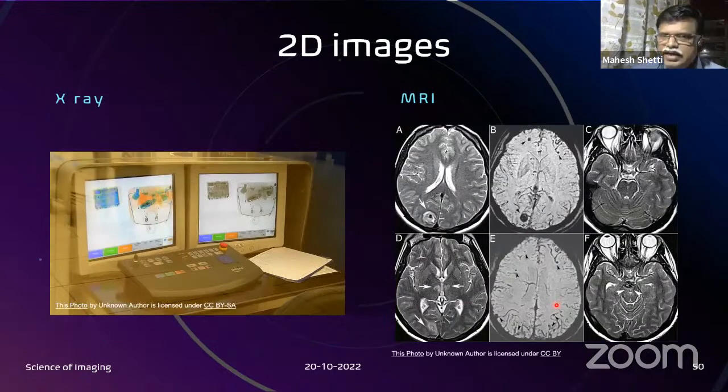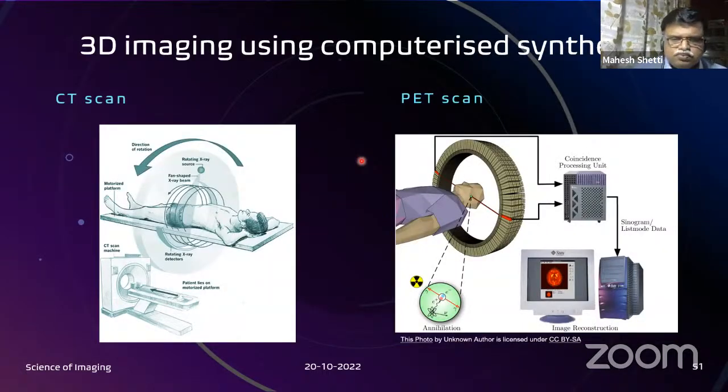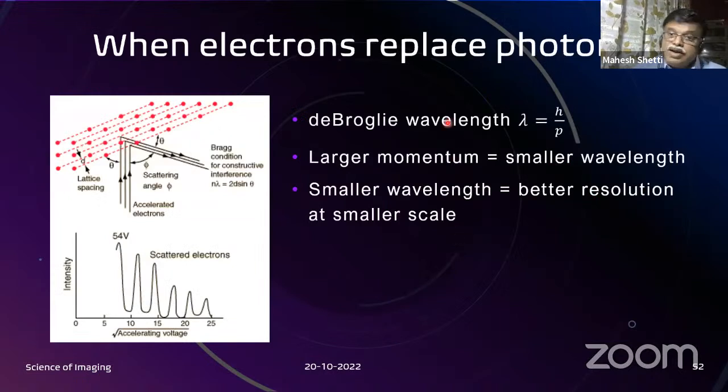So X-rays and MRIs are basically 2D images, though MRI uses a 3D principle. Effectively, the final image is going to be a 2D image, whereas with CT scan and PET scan you are going to scan throughout and construct a 3D image using the computer. You can replace light with electrons, because we know the de Broglie wavelength, lambda is h by p, and the smaller the wavelength, the larger the momentum. And we also know for imaging, a smaller wavelength gives better resolution because the Airy disk was lambda by d.